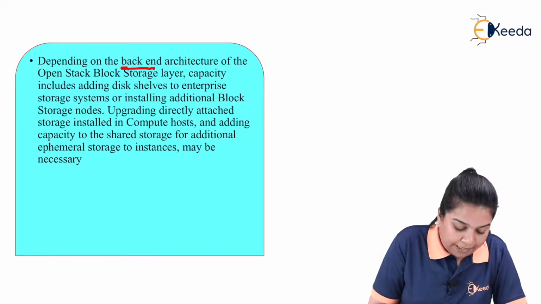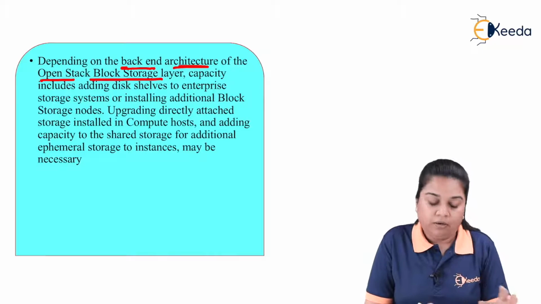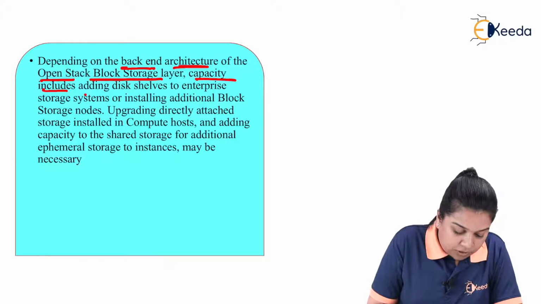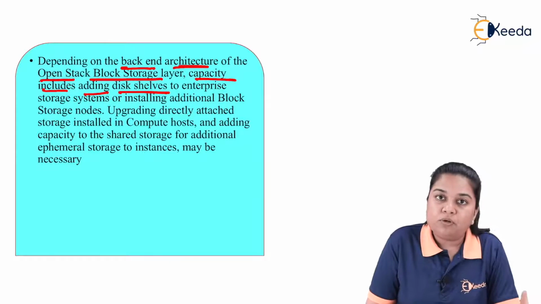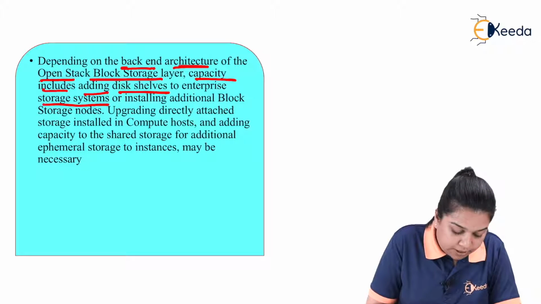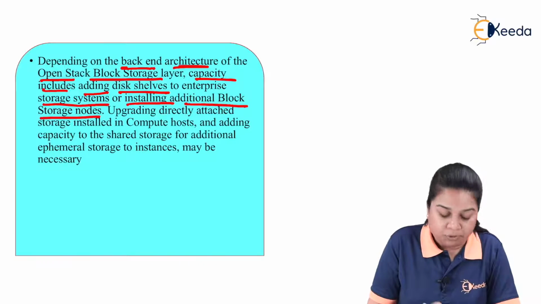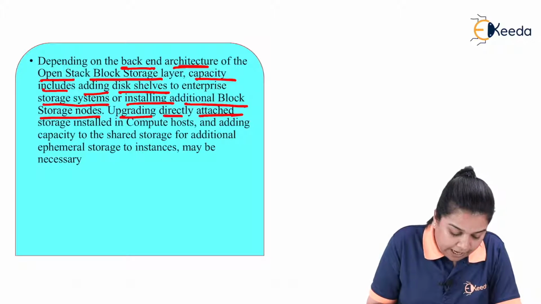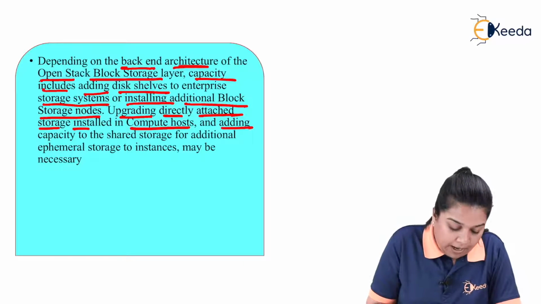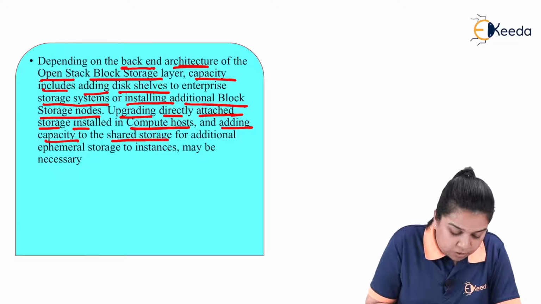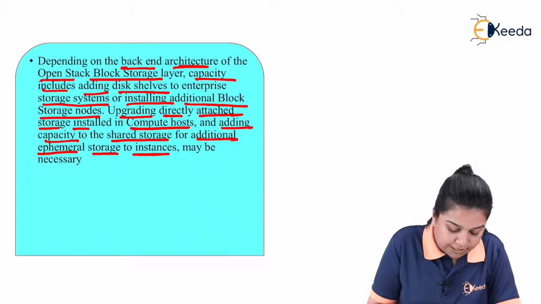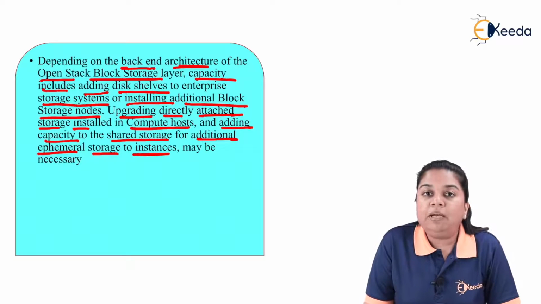Depending on the back-end architecture of the OpenStack block storage layer, capacity includes adding disk shelves to enterprise storage systems or installing additional block storage nodes. Upgrading directly attached storage installed in compute hosts and adding capacity to shared storage for additional ephemeral storage to instances may also be necessary.